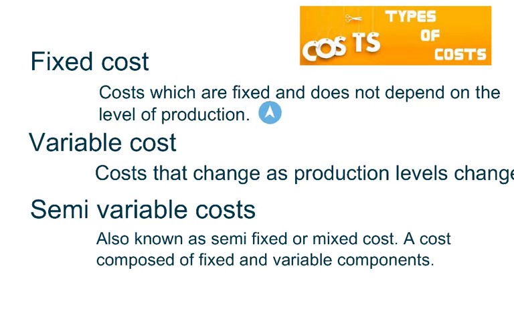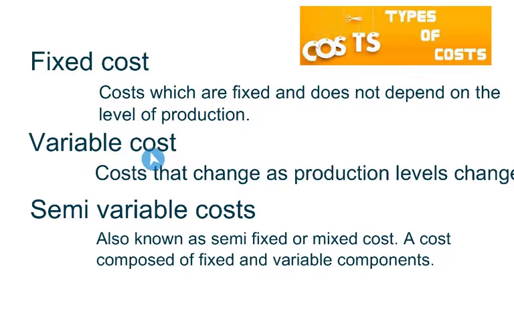So let's say we decide to bake pancakes, and we rent a small kitchen to bake these pancakes. Whether we bake 10 pancakes or 50 pancakes, we still have to pay the rent. So the fixed cost will not differ according to the levels of production.